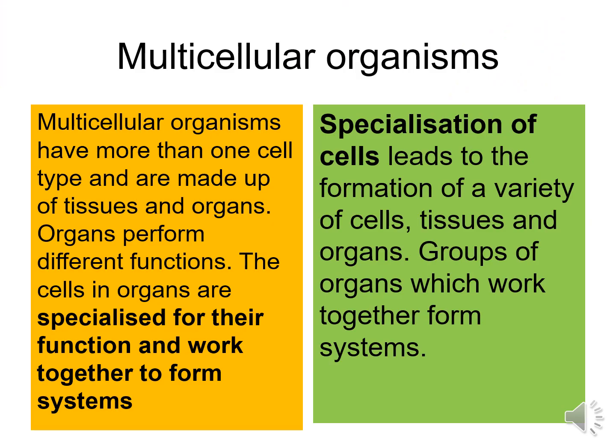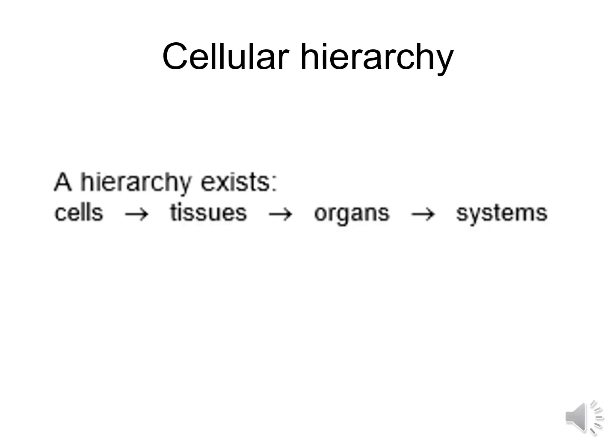So when we're talking about multicellular organisms, we have a hierarchy, if you like. Multicellular organisms have more than one cell, and the cells are organised into groups called tissues. And the tissues are organised into organs, and they're specialised for their function, and they work together to form organ systems. Now, specialisation of cells leads to the formation of a variety of cells, tissues, and organs, which are groups of organs work together, forming systems. So what we have is cells grouped in tissues, working together in organs, and being part of organ systems.